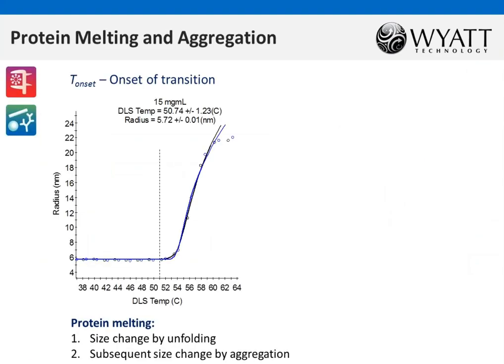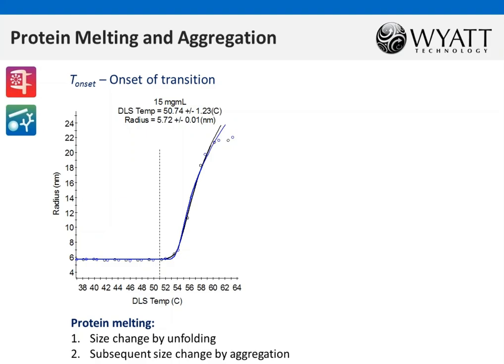Dynamic light scattering has been extensively used alongside differential scanning calorimetry and circular dichroism to determine protein melting. The graph shows a plot of the radius versus temperature of an antibody formulation in two replicates. The size of the antibody protein remains constant until around 52 degrees Celsius, where we start seeing a rapid increase of the size.